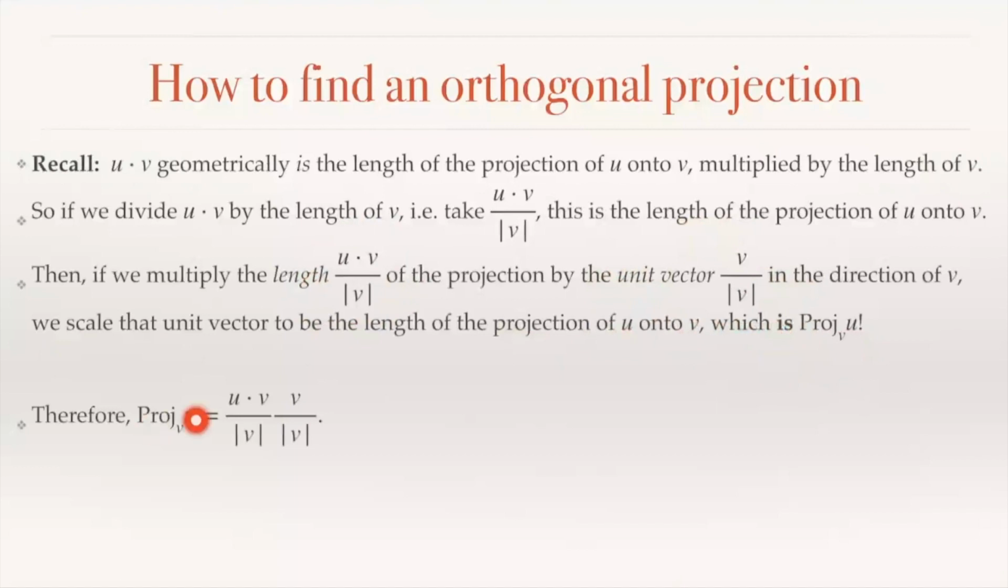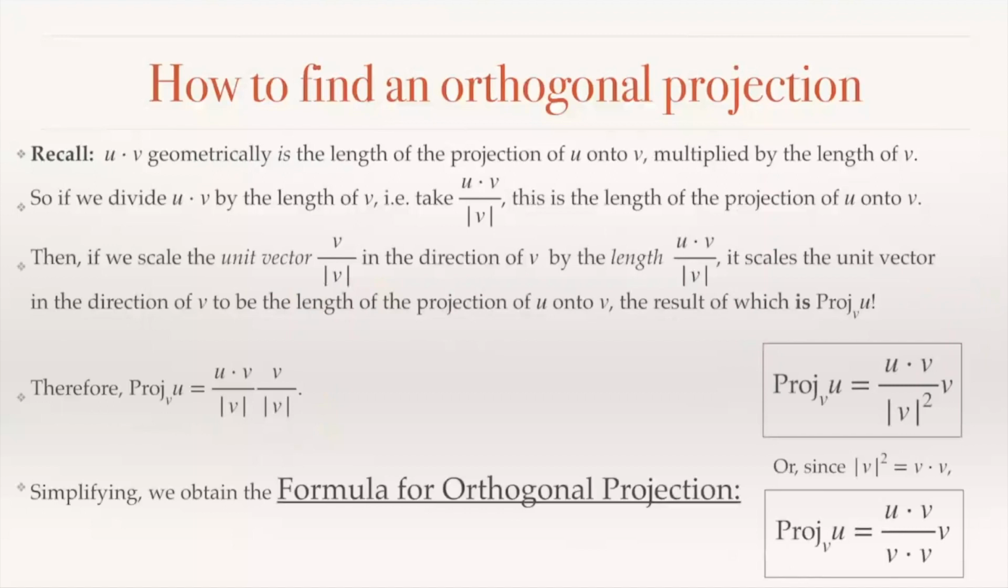So therefore, the projection of U onto V is U dot V over the magnitude of V, its length, times V over the magnitude of V, which is the unit vector in the desired direction. So rewriting this, we have that the projection of U onto V is U dot V over the magnitude of V squared times V. This V is still just hanging out there. But since the magnitude of V squared is, as we know, V dot V, we can in fact write it this way: U dot V over V dot V, that guy, times V. So this is the formula for orthogonal projection, big underlined font, because this is a very important formula in the class.